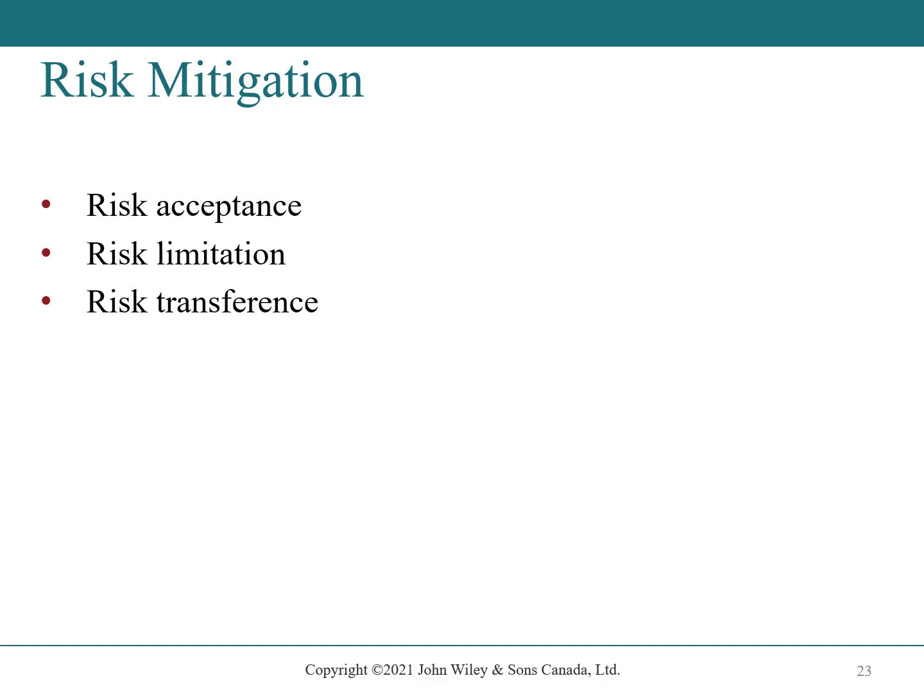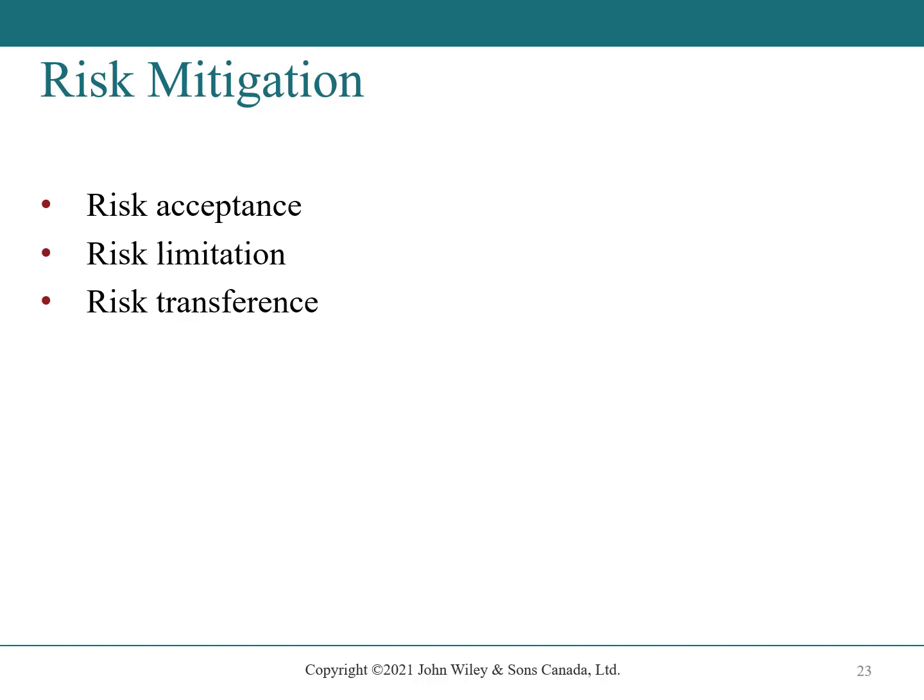Risk mitigation comes in three forms: risk acceptance, risk limitation, or risk transference. Risk mitigation means that the organization is taking concrete actions against risk. Risk mitigation has two functions: one, implementing controls to prevent identified threats from occurring, and two, developing a means of recovery if the threat becomes a reality.